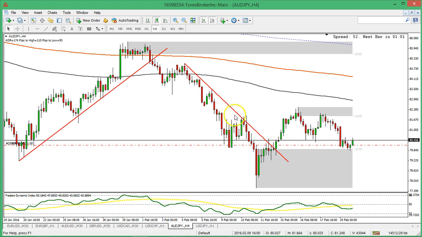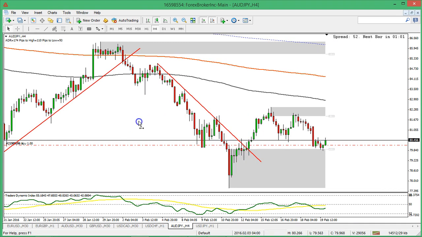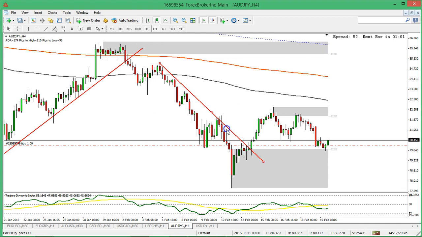It came up to it, failed to take it out, failed to close above it, and then rejected it, and it dropped more. And as you can see right here, it broke it. So then now what I would do is I would start my trend line going back up. So right here to the low, connect it to a wick or the body. I'm going to connect it like that.